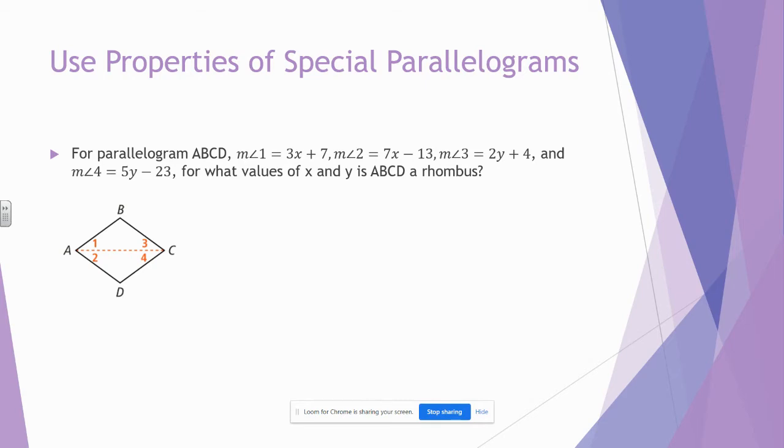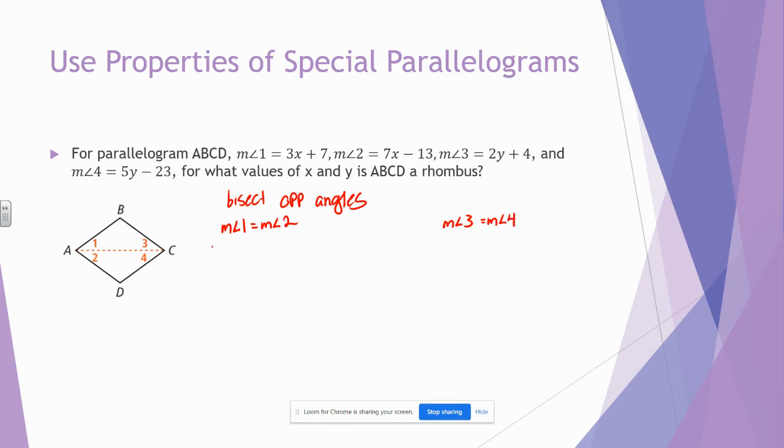All right, so we are told that we have parallelogram ABCD, and we're given equations for all of the angles that are marked in here, 1, 2, 3, 4, and we want to find values of x and y so that we have a rhombus. Remember, we need AC to bisect opposite angles. So for bisecting, the measure of angle 1 has to be equal to the measure of angle 2, and the measure of angle 3 has to be equal to the measure of angle 4.